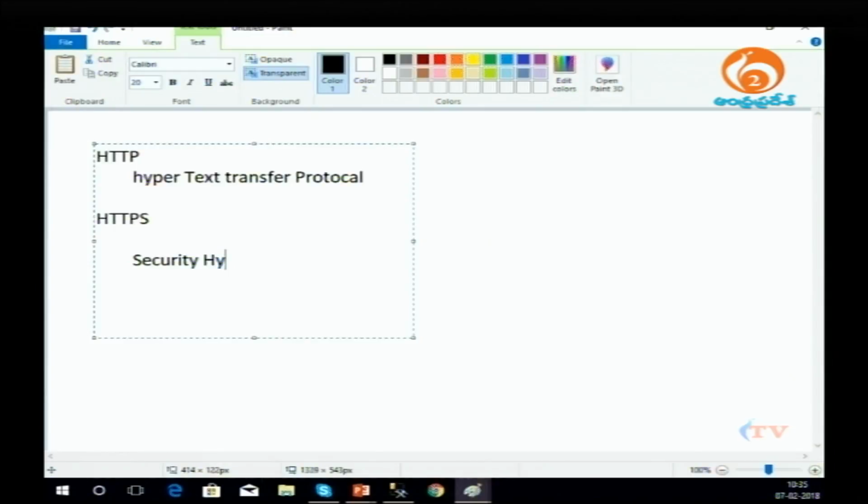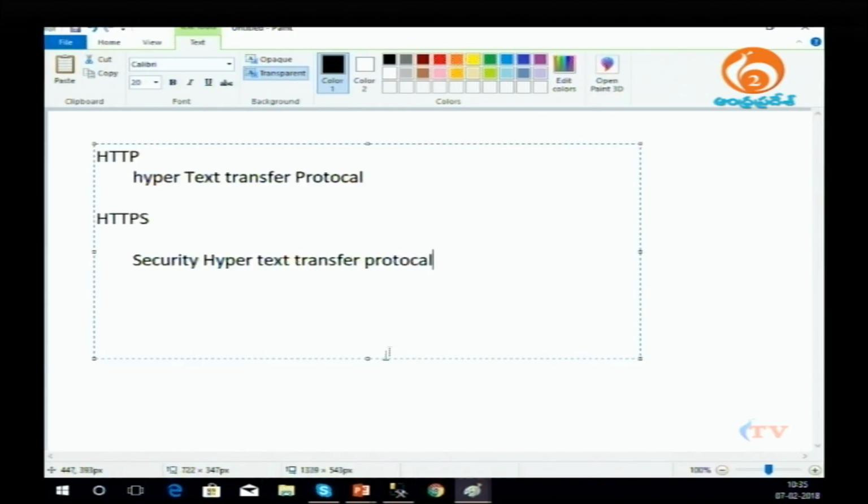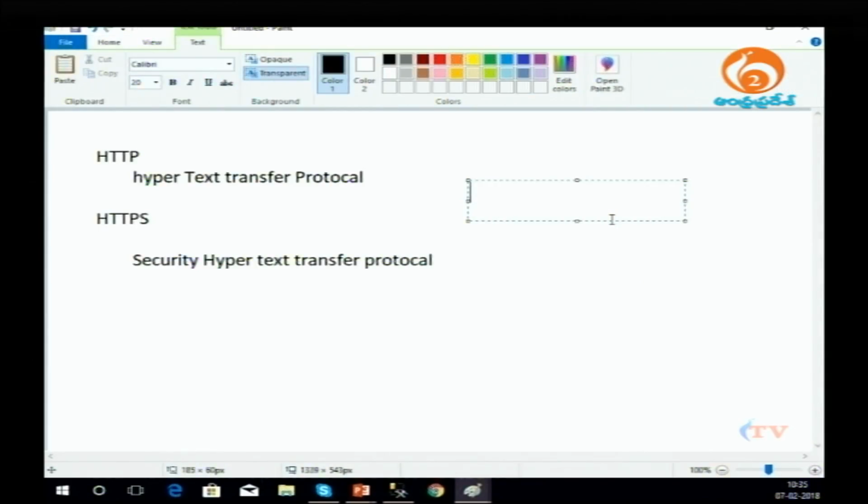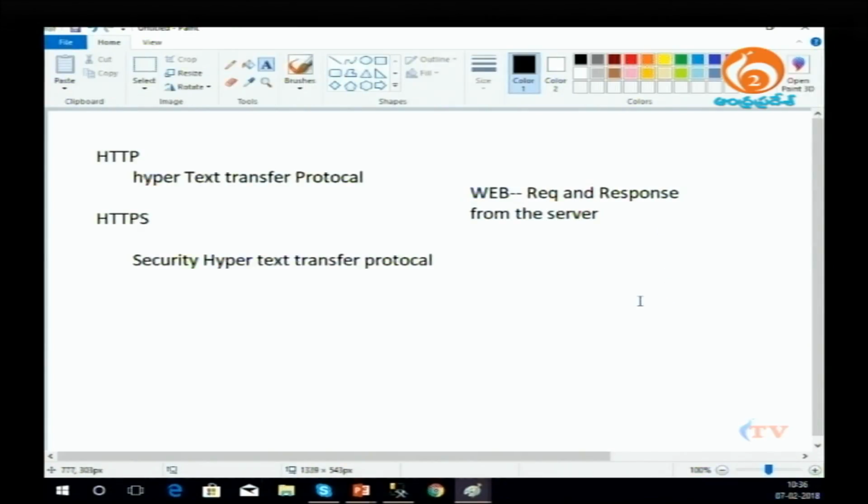The remaining is the same, hypertext. Both are the same, right? Where are these two protocols used mostly? These two protocols are used mostly for the web, that is, request and response from the server, right.